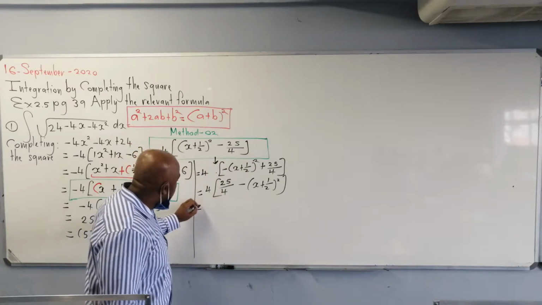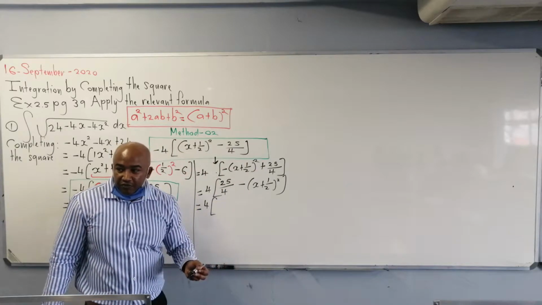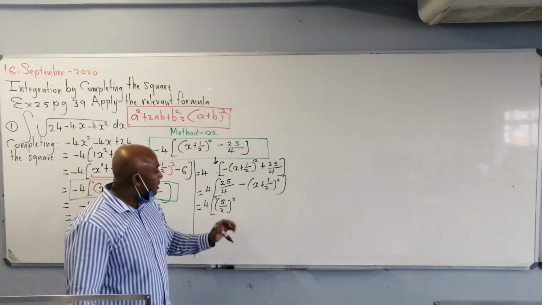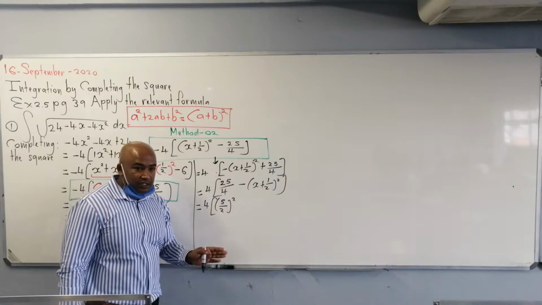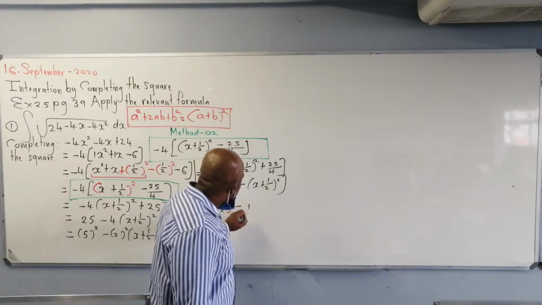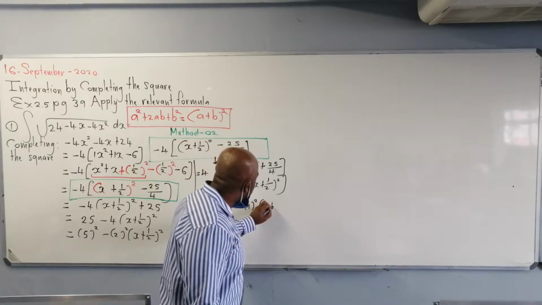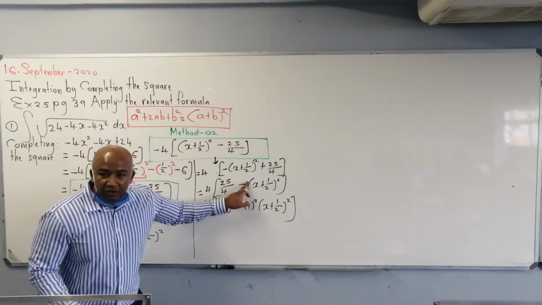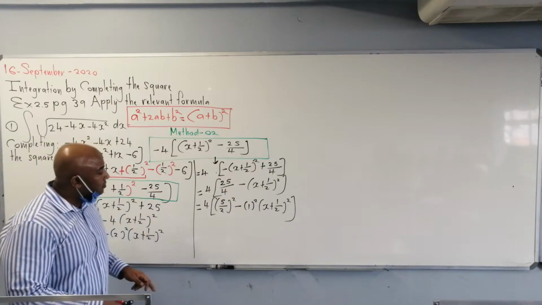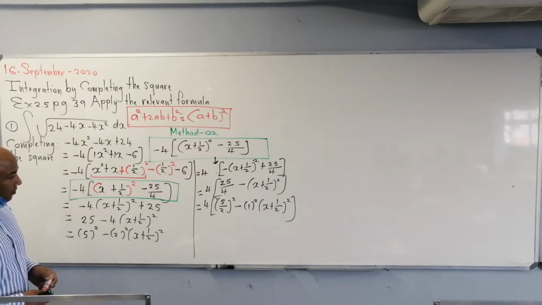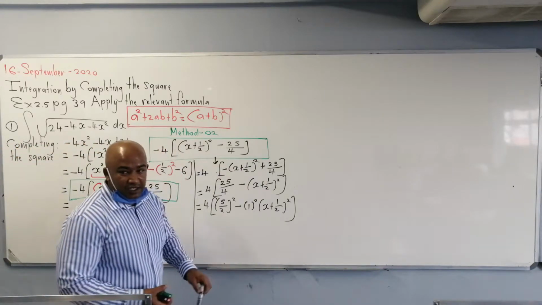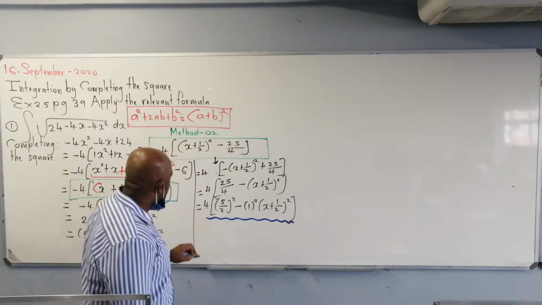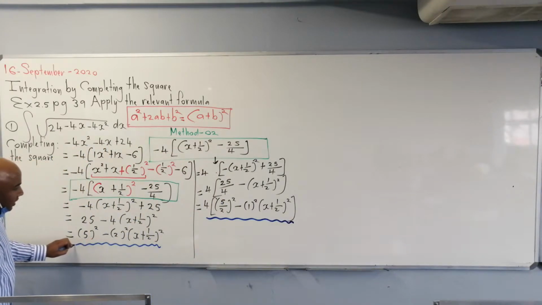So now I have my 4 there, 25 over 4. I can rewrite it as 5 over 2 all squared, because 5 squared is 25 and 2 squared is 4, minus 1 squared times x plus 1 over 2 all squared. Right, so remember there's actually a 1 in front here. So now we have 2 different ways to deal with this, there's this second one and there's the first one.